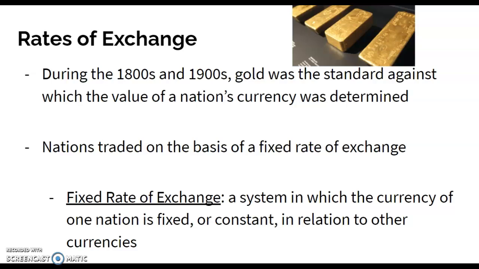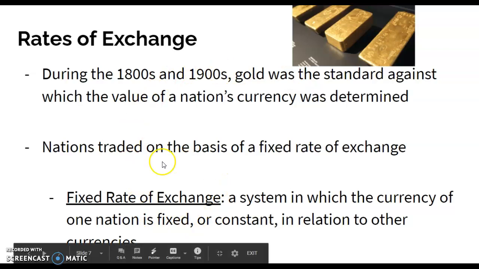Nations traded on the basis of a fixed rate of exchange. So basically, how much gold each country had kind of determined the value of their currency. We don't do that anymore. But a fixed rate of exchange is a system in which the currency of one nation is fixed or constant in relation to other countries. And we know that that's not accurate anymore. Currencies' value can change day to day based on what their economy is doing. So this is something that's kind of in the past at this point.